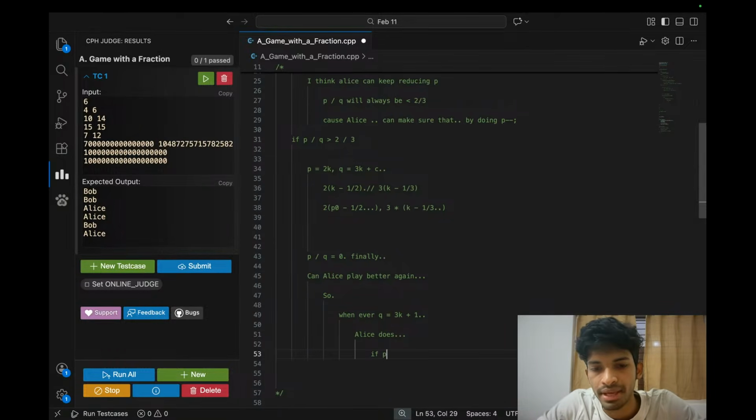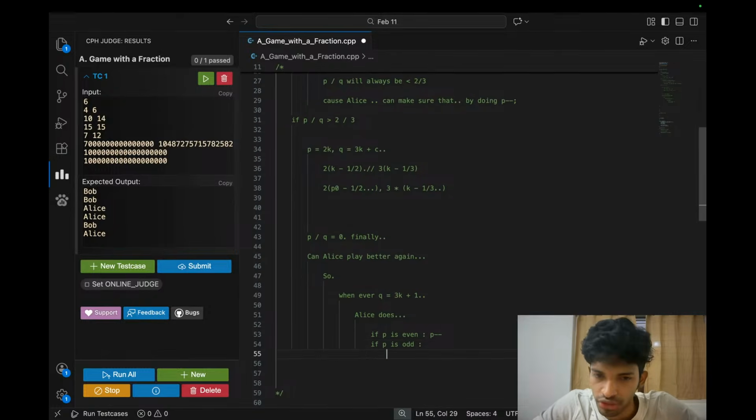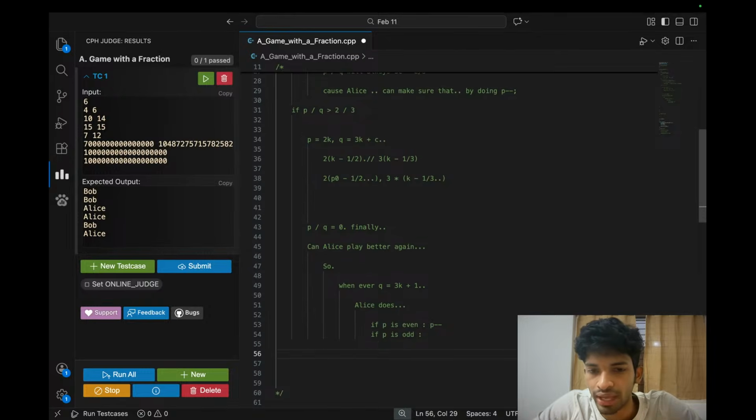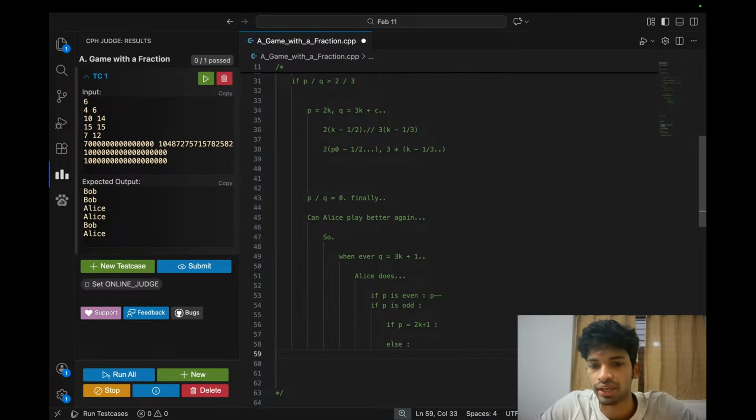If p is even, p minus minus. If p is odd, now there is an issue here. If p is odd, there are two cases here. If p equals 2k plus 1, else, so we have two cases.